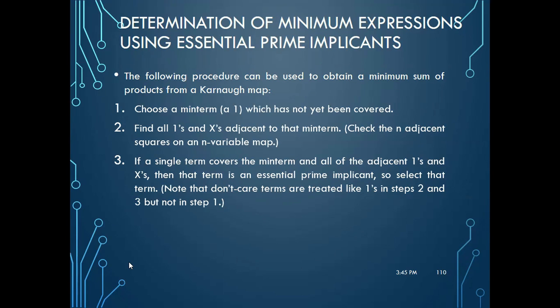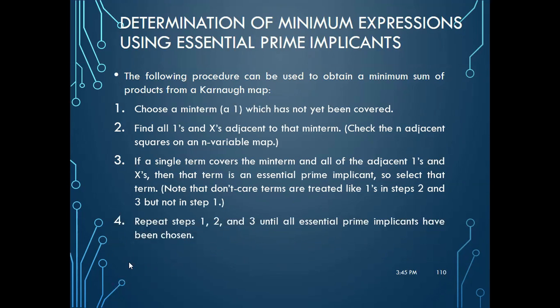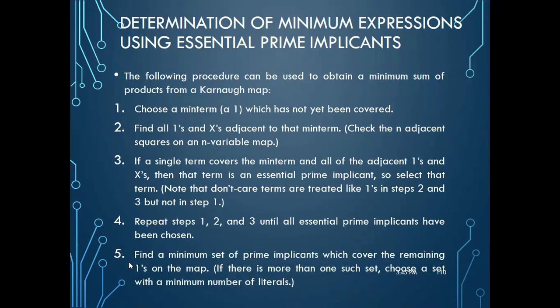Okay. So next thing is, repeat steps 1, 2 and 3 until all essential prime implicants have been chosen. You have to cover all the terms and you have to find the essential prime implicants in your problem. What else you can do? Find a minimum set of prime implicants which cover the remaining ones on the map. If there is more than one such set, choose the set with the minimum number of literals.